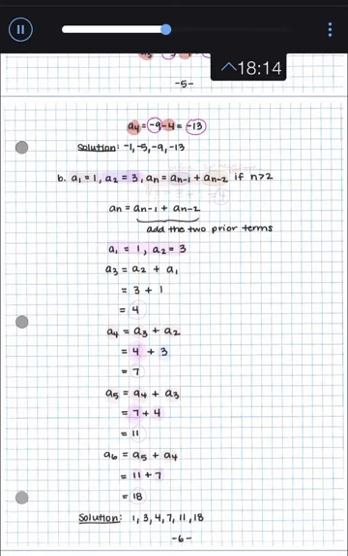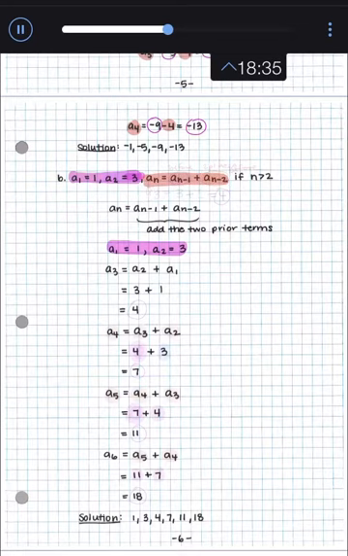Let's look at problem B. In problem B, they give us the first two terms. They tell us that a sub 1 equals 1 and a sub 2 equals 3. So they gave us a good start, the first term and the second term. Then they gave us a formula to find the rest after that. Let's see what the formula says.